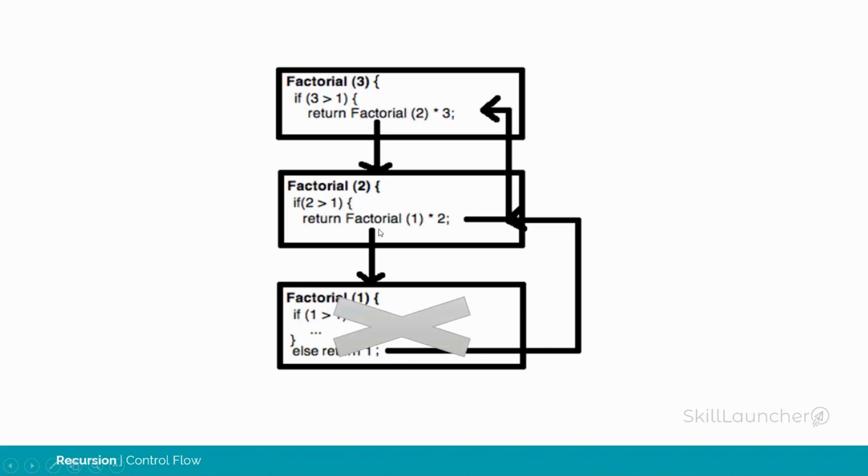Now the 1 will be returned here. So its value is 1. So 1 star 2 is 2. Now it will return 2. And this stack frame will eventually be destroyed. This stack frame has returned the value 2 to the function where it was called. So the factorial 2 has got the value 2. So 2 star 3 is 6. Again, the value of this function is 6 and it will be returned to the main function finally.